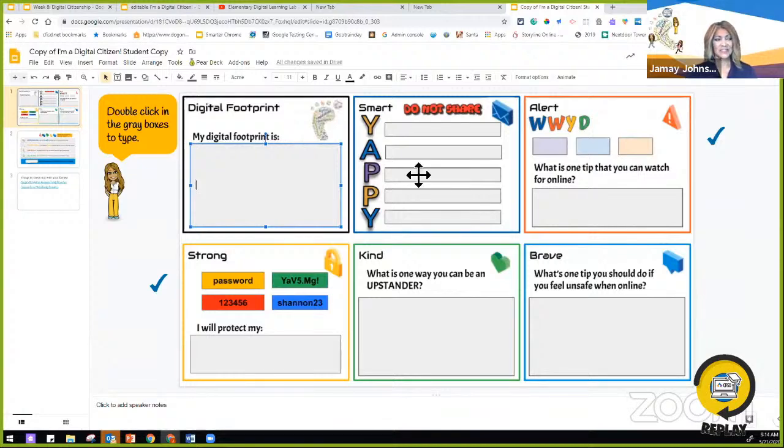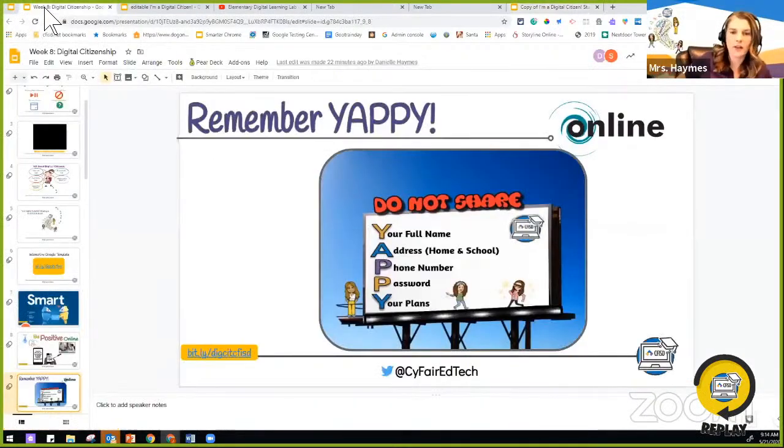Okay, so we'll give you a few minutes. Go back to that other slide so that they can see it, please. Yes, ma'am. That way they can fill it in, because I think it's going to be really helpful for them to be able to have that written down somewhere so that they can remember those things not to share.